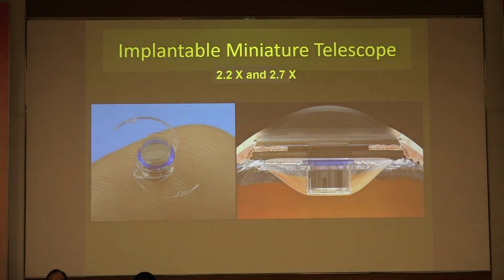Then this is an implantable miniature telescope. This is about 22 years old, but the only reason why I mention it here is because it is not used very commonly. And it is a very thick device, as you can see, and nowadays more or less it has been abandoned in favor. People are still doing it actually, and it provides 2.2x magnification, but it has been replaced by other devices like this one.